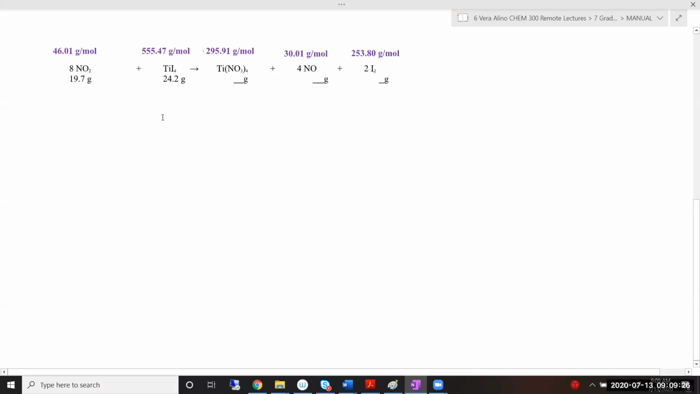So the very first thing that you need to do is figure out which of the two reactants will run out first. Once you establish the limiting reactant, you're going to base all your calculations or the amounts of your products from that limiting reactant. So I'm going to show you the two methods of calculating this type of problem. The first one is the long method, and the second one is the short method.